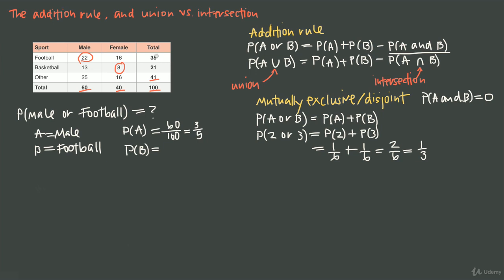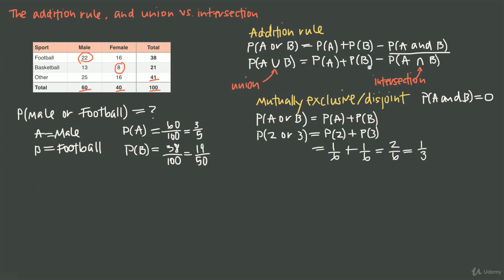Well, I can again look at the total, and I can say there are 38 people who prefer football over any other sport, and 100 people total in our survey. So the probability that somebody's favorite sport is football is 38 over 100. Or if I reduce that to lowest terms, 19 over 50.